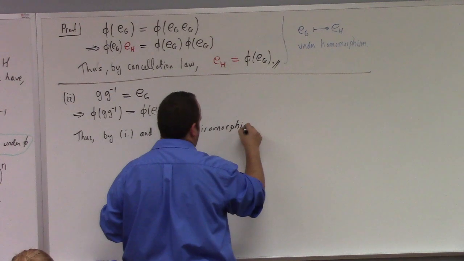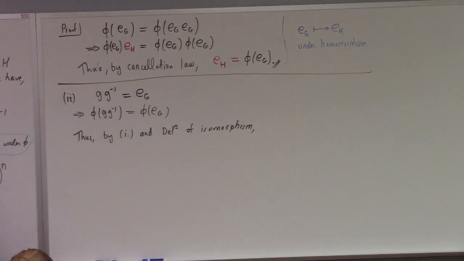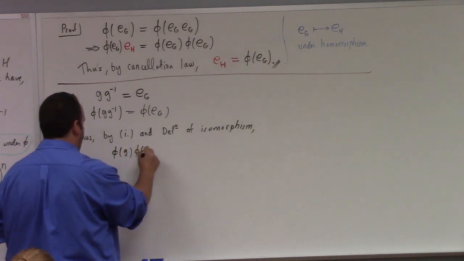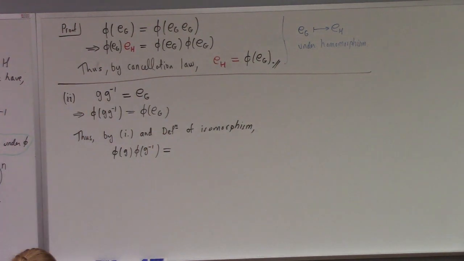In particular, I'm using the structure preserving part. I'm going to say phi of G times G inverse is phi of G times phi of G inverse. And that's equal to, what's this? Phi of EG is what? It's EH, right?